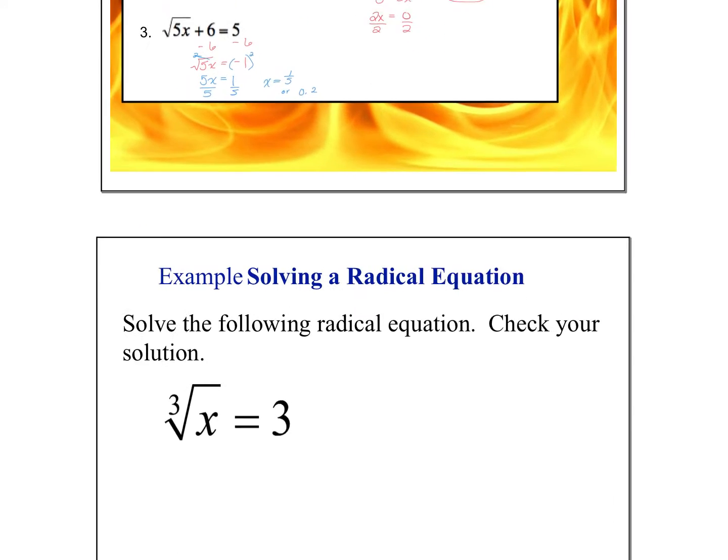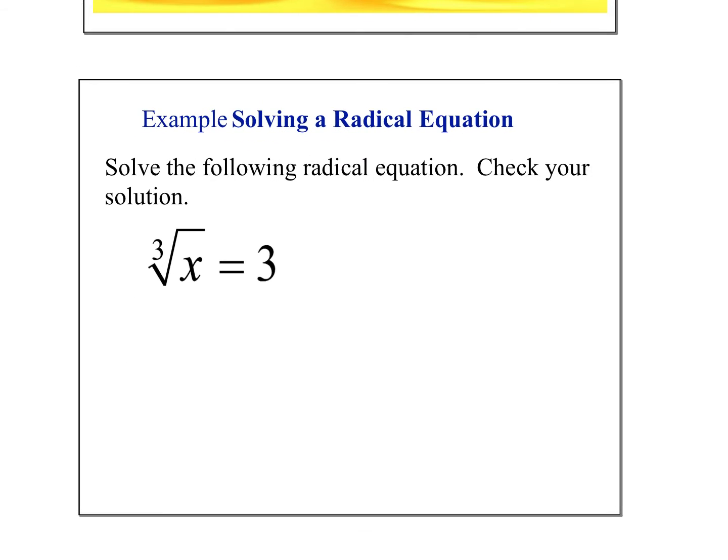Okay, so let's tackle some new radical equations, not expressions, but equations today. So in this example, we have a cube root. And just like if I had a square root, I am going to undo that by raising both sides to the power of 3. And that simply cancels, and I'm left with x is equal to 27. Okay, so whatever this number is here, that is the power that you're going to raise on both sides.